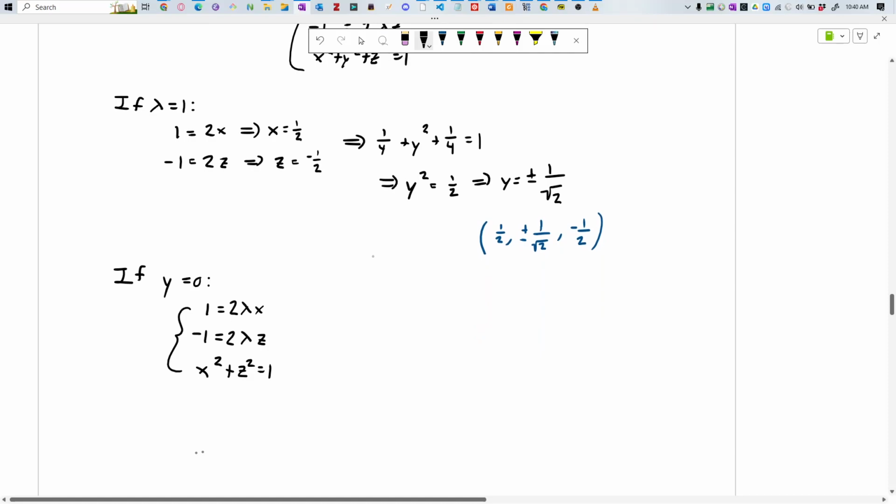What can we do with this? Well, what comes to mind to me is I can solve for x and z in the first and third equation, and then plug the result into the constraint. So we'll have an expression for x and z in terms of lambda. There's also kind of a relationship between x and z themselves because of this negative. It looks like z is equal to negative x. 1 over 2 lambda is equal to x, according to this.